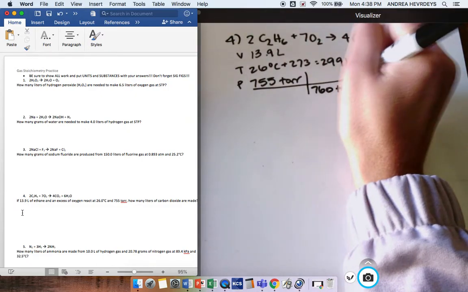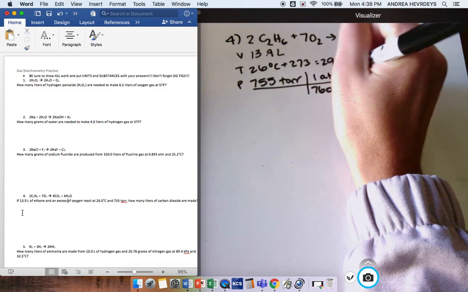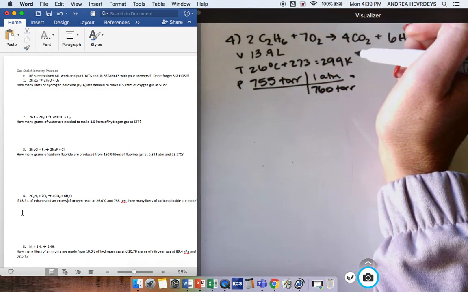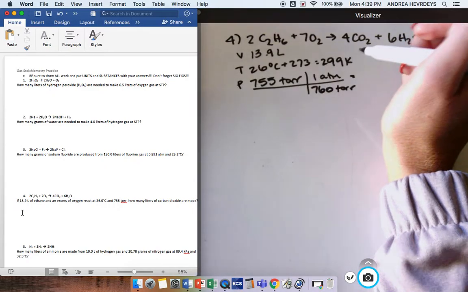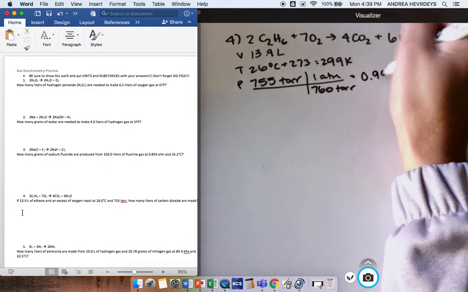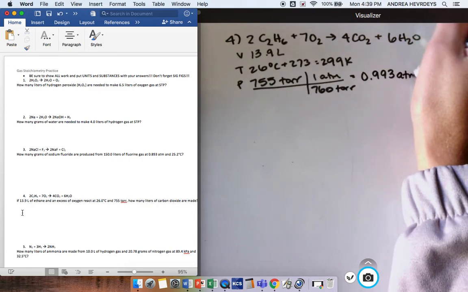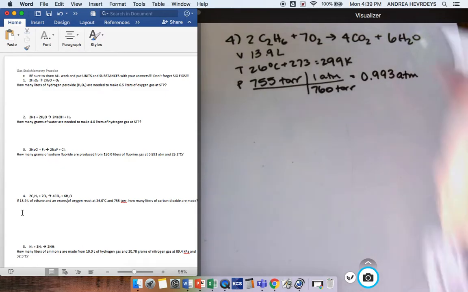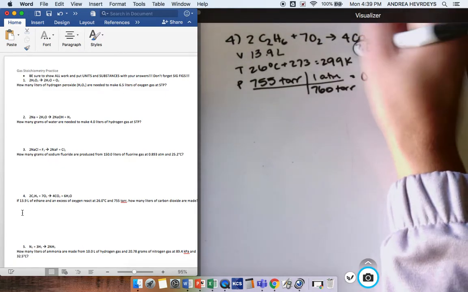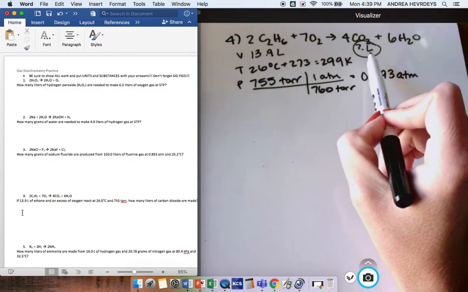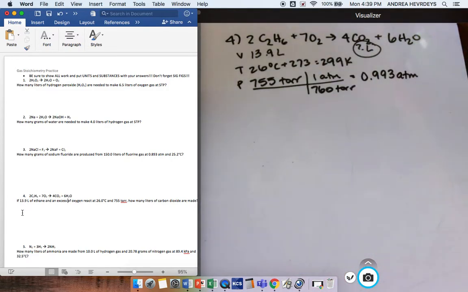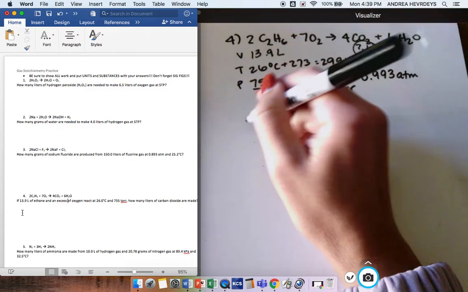And every atmosphere contains 760 torr. So 755 divided by 760 gives me 0.993 atmospheres. And it asks how many liters of carbon dioxide are made. Okay, so this is a more complicated one to go from volume to volume at non-STP conditions because you have to use PV equals nRT twice.